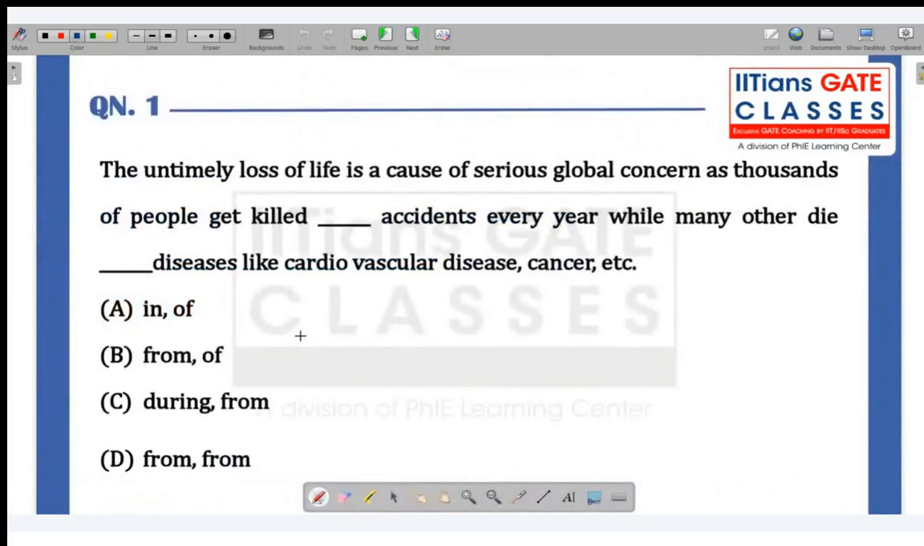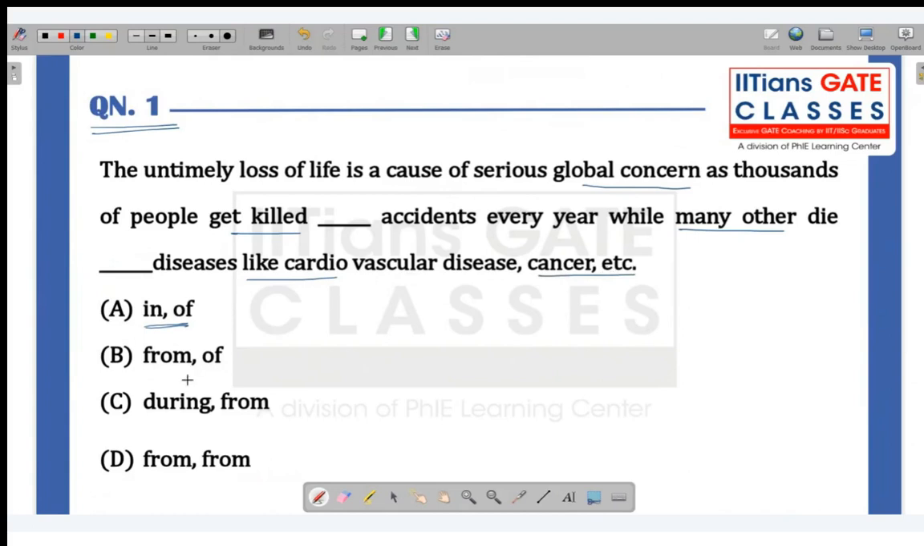As you can see, the very first question is on your screen, right? The untimely loss of life is a cause of serious global concern. This question was from English, and you have to choose from the options given. Loss of life is a cause of serious global concern as thousands of people get killed dash accident every year, while many others die dash diseases like cardiovascular disease and cancer, etc. There are four choices.